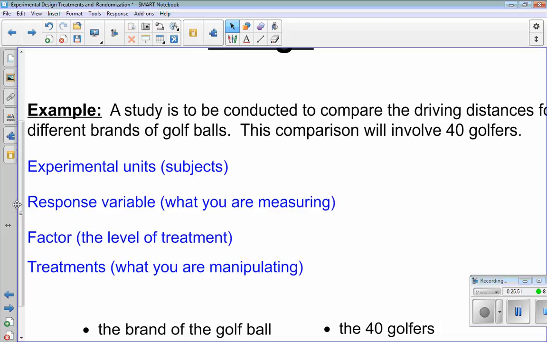So a study is to be conducted comparing the driving distance of different brands of golf balls, and I've got 40 golfers. I want us to design an experiment. Sandy said, design, that's nothing. Let me show you what's involved and what is entailed. Who are the experimental units?